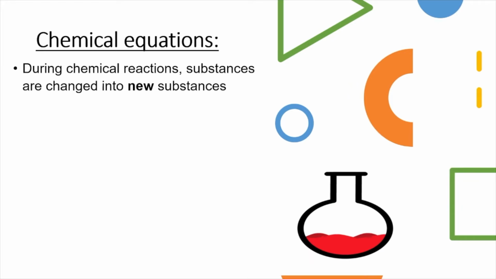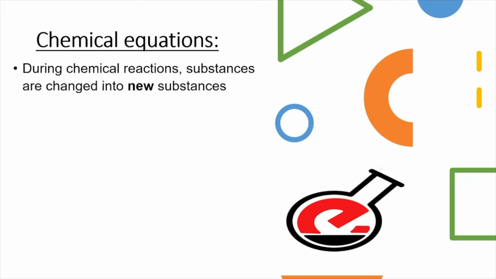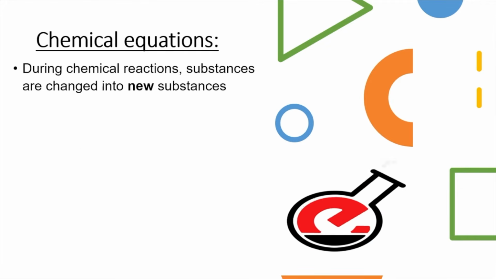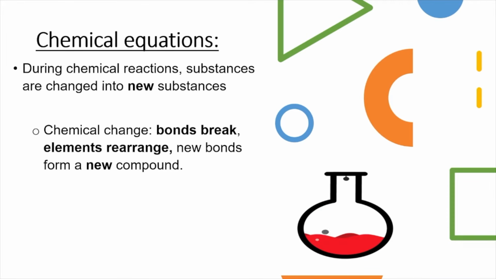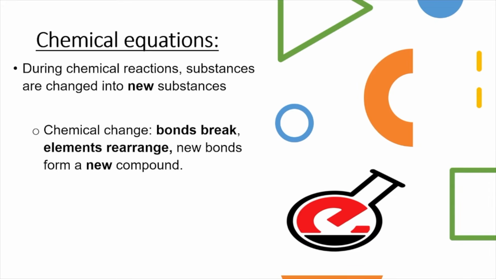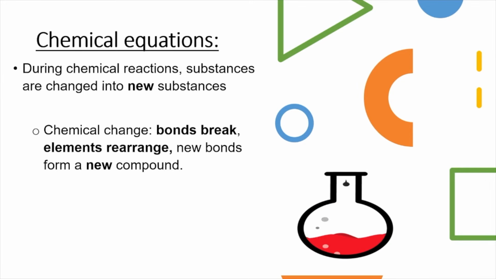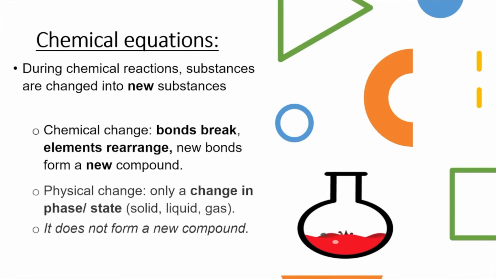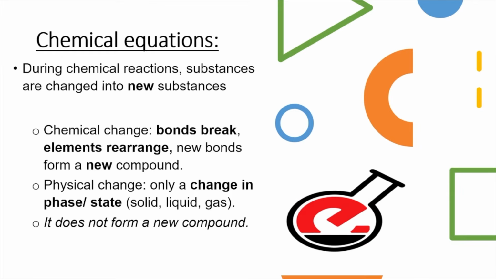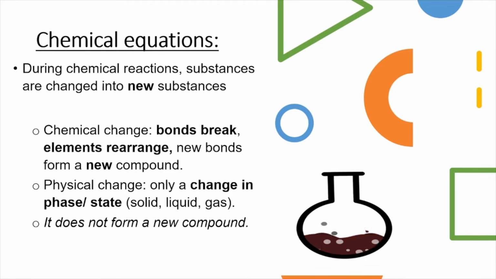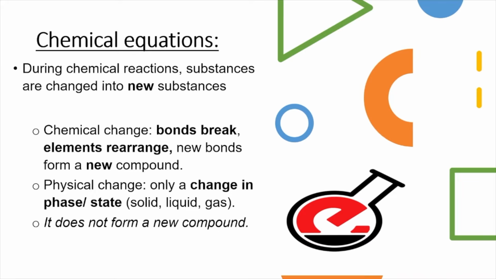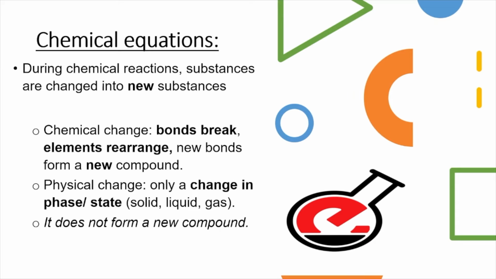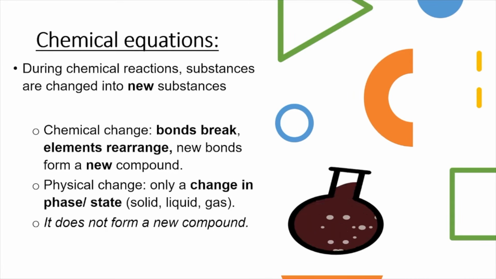During chemical reactions, substances are changed into new substances. These substances will have new chemical properties and physical properties. During a chemical change, the bonds break between the elements and they will rearrange. This leads to new bonds that form a new product. If reactants go through a physical change, there will only be a change in phase or state, meaning it will become a solid to a liquid or liquid to a gas or vice versa. It does not always mean that a new compound is formed.